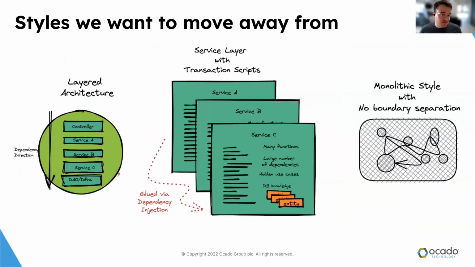So it's three symptoms: a layer architecture, a service layer with transaction scripts, and a monolithic style. What do we mean by that? So the layer architecture is, at least in my opinion, the most common way of developing software. It's how we teach in university, how we see those tutorials. It's when you divide your software into layers that focus on the technology. They're not focusing on the domain.